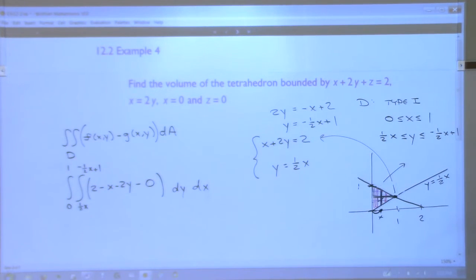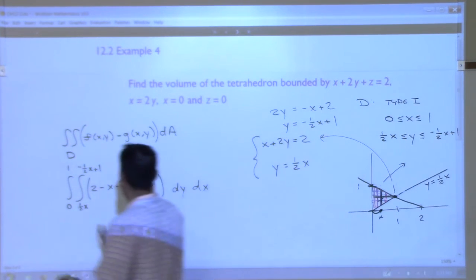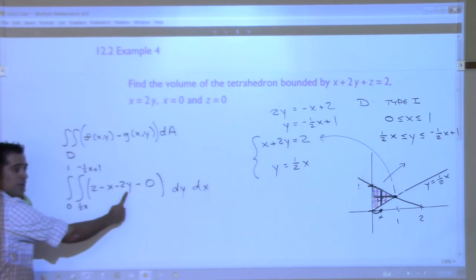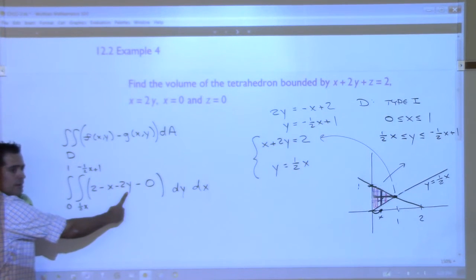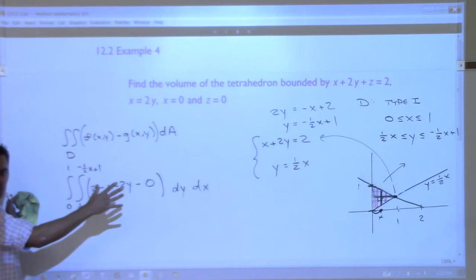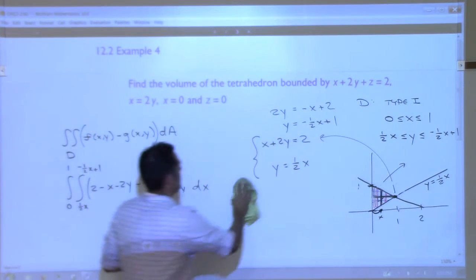All right, we good? And then now what you would do is you would integrate this with respect to y first, right? Do y'all want to take this one all the way, or I don't care. We can do just this one all the way if you want. Okay, we'll go all the way with this one.